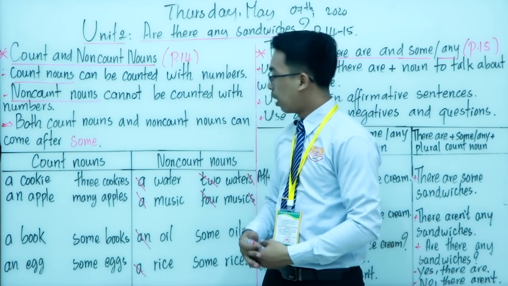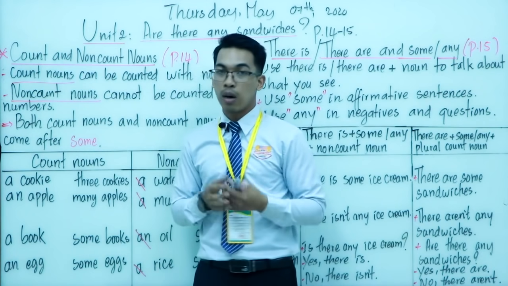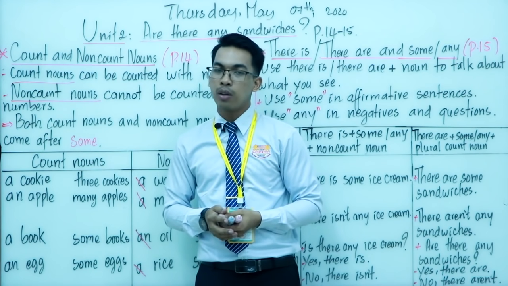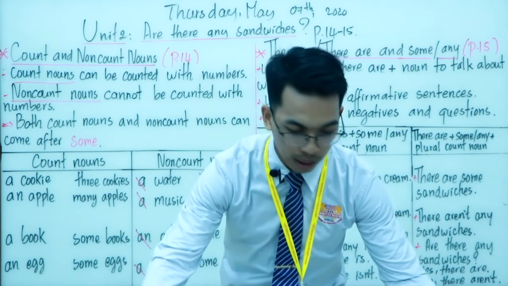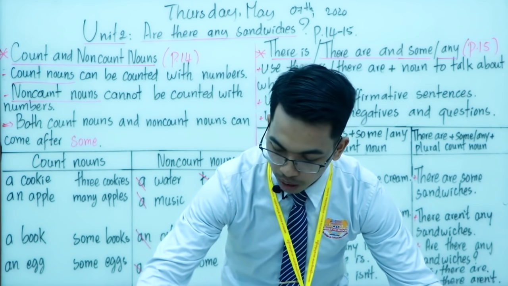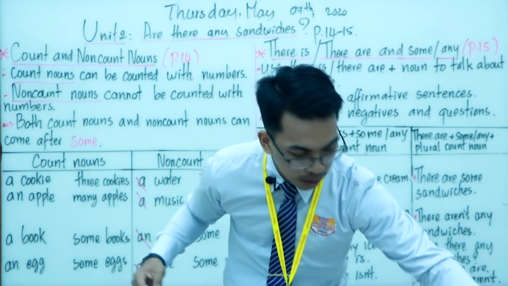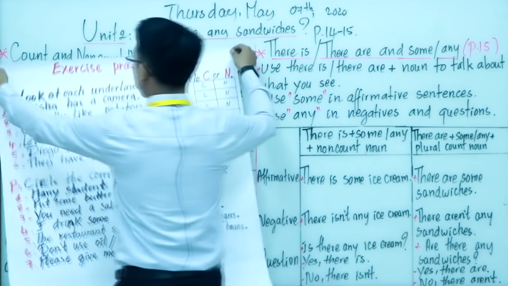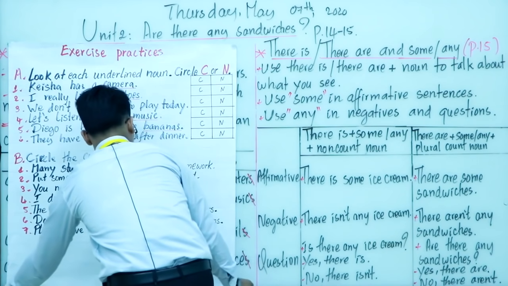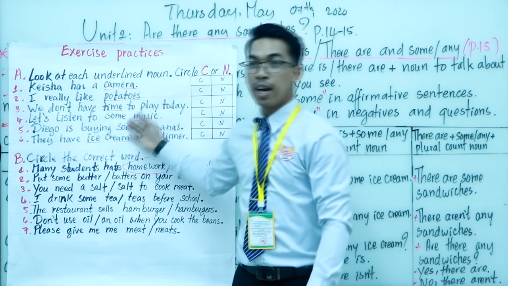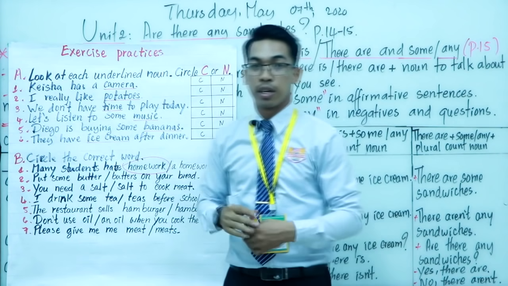Okay? So to make sure that you understand the first objective, which is about count nouns and non-count nouns, I also have the exercise. It is also in the textbook as well. So to make sure that you can complete it as well. Okay, so this one. Okay, so these are the exercises regarding the first objective.